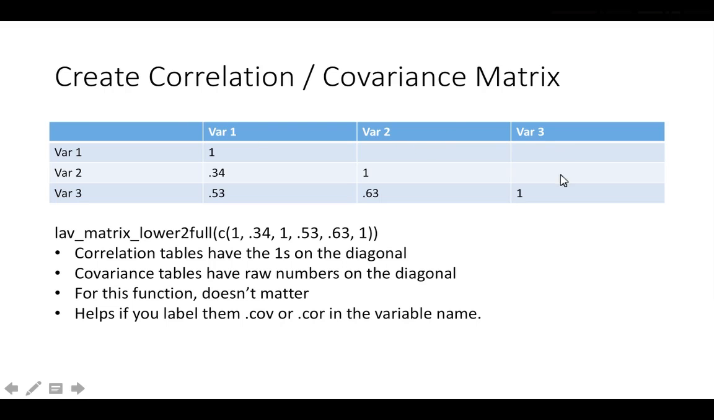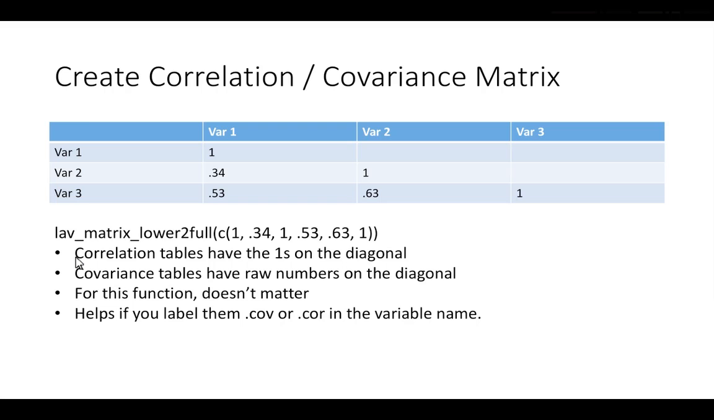In a normal correlation table like you might get from R, you would also have the numbers up here at the top, the pieces that I've left blank. But in the lower function, what you do is write each number up to the one, where they are the same. I'm going to ignore these because they're repeats. So I did 1, .34, 1, .5, .53, .63, 1. Correlation tables have the ones on the diagonal. Covariance tables have variances on the diagonal.